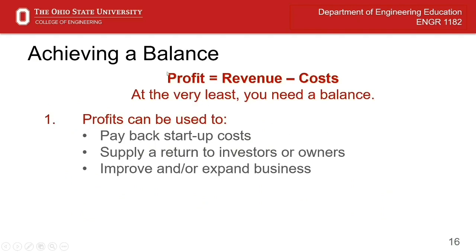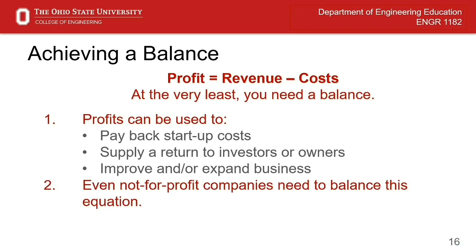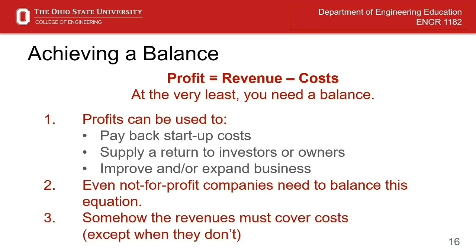And so even for CODA or nonprofit organizations, profit equals revenue minus costs is still a really important thing that has to be considered. Profits, of course, can be used in a number of ways. They can pay back startup costs, they can supply returns to investors, they can expand the business, you can pay your people better, all these sorts of things. For not-for-profit companies, this still needs to be balanced, but in this case, revenue can take on the form of grant funding, subsidies, or social value created in other ways. So this equation you should try to balance.